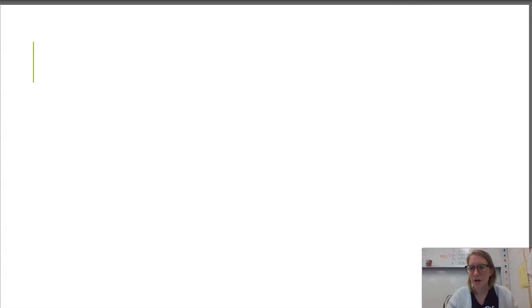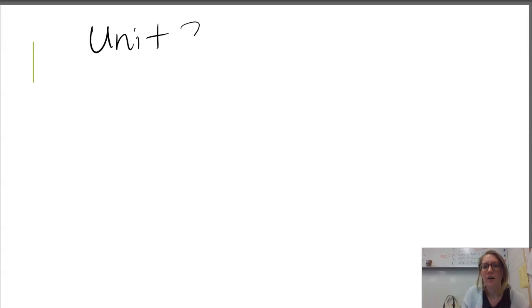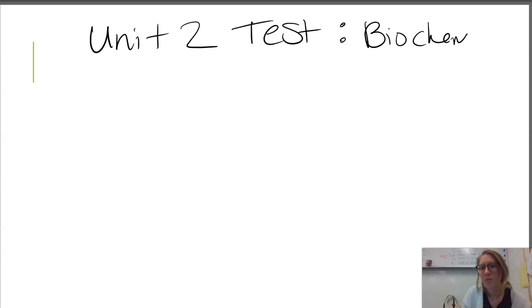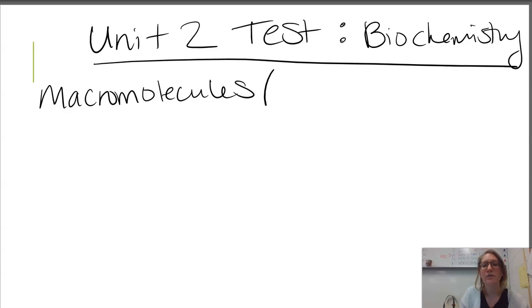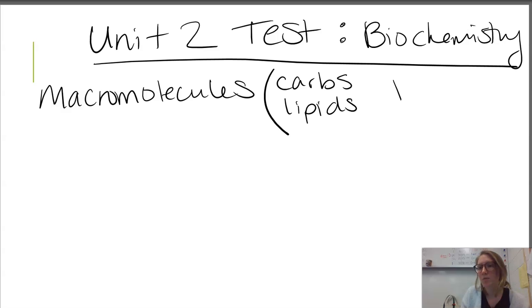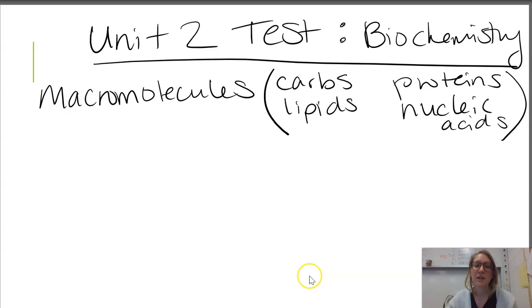So that concludes all of the notes for this unit, but let's just do a brief summary of everything that's going to be on your Unit 2 test, which was over biochemistry. So the first thing that we talked about were our macromolecules. The majority of this unit is your macromolecules. So those were carbohydrates, lipids, proteins, and nucleic acids, DNA and RNA. These notes were just over enzymes, which are a type of protein.